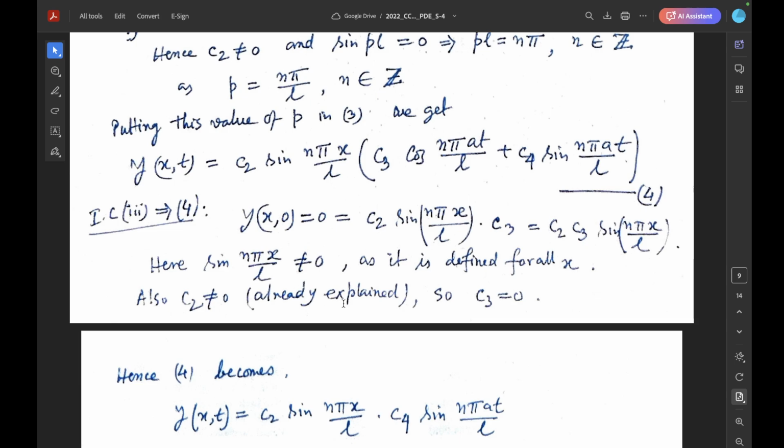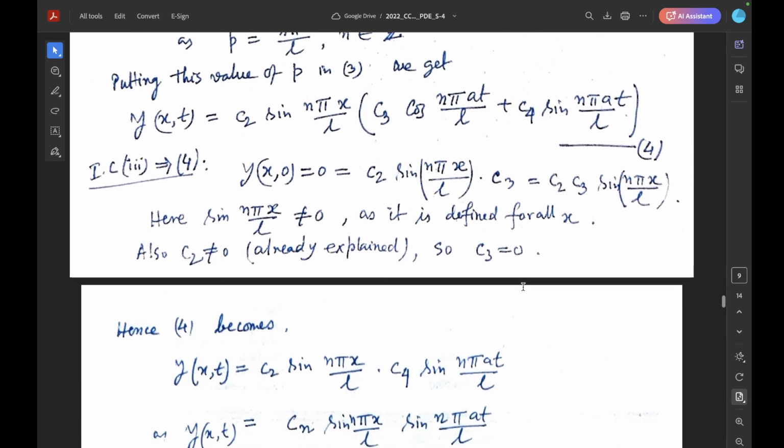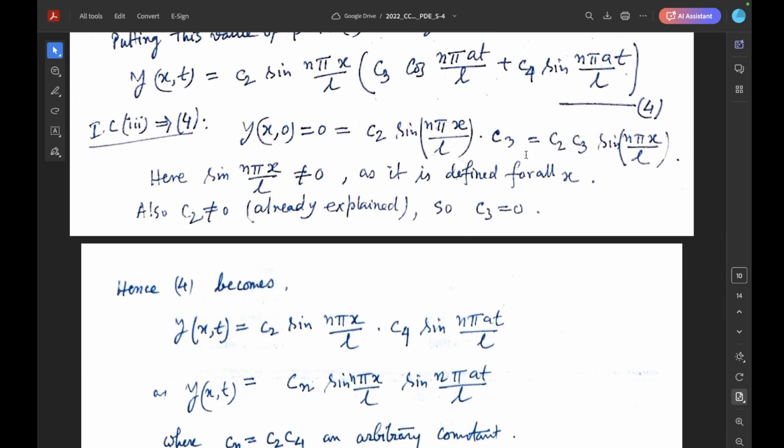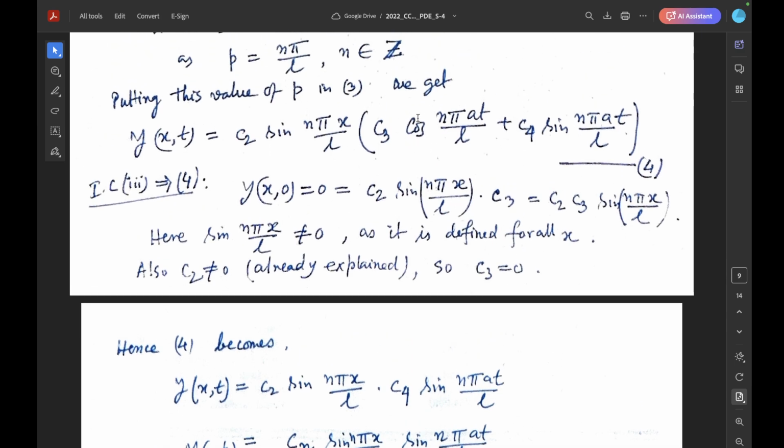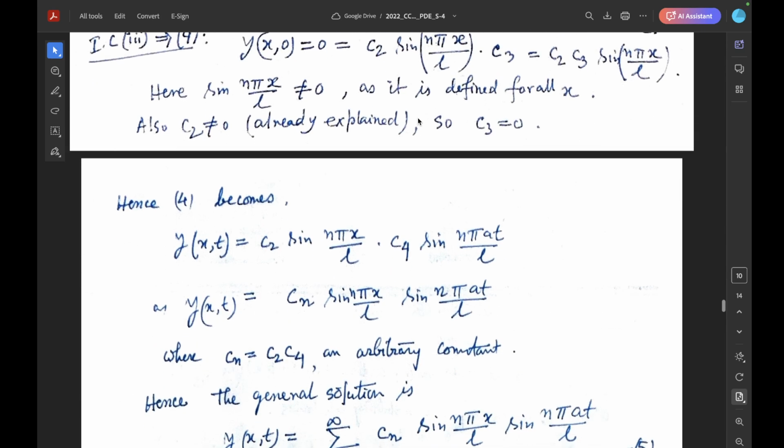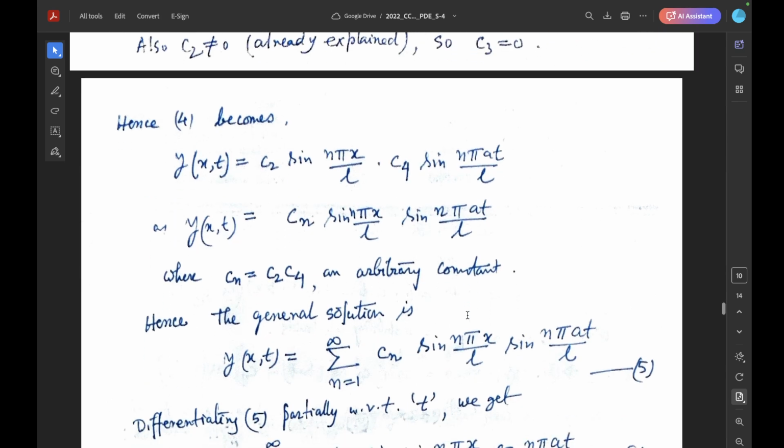Also C2 is not equal to 0, so C3 must be equal to 0. So the given equation reduces to y(x,t) = C2 sin(nπx/L) into C4 sin(nπat/L), because C3 equals 0; put C3 equal to 0 in equation 4. So we can write C2 into C4 equal to Cn, and y = Cn sin(nπx/L) sin(nπat/L).